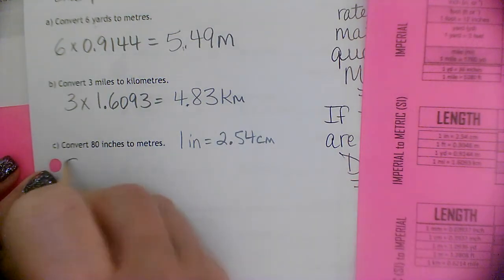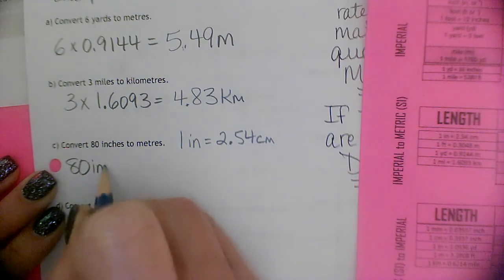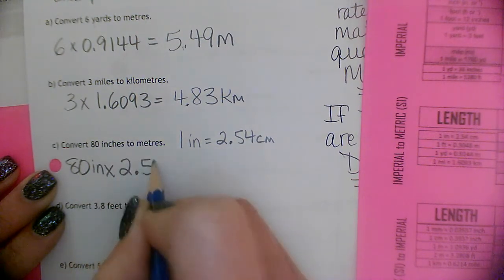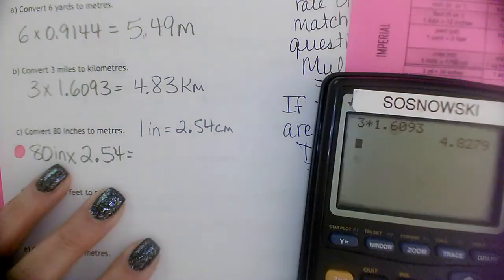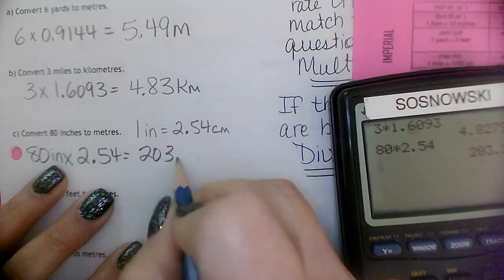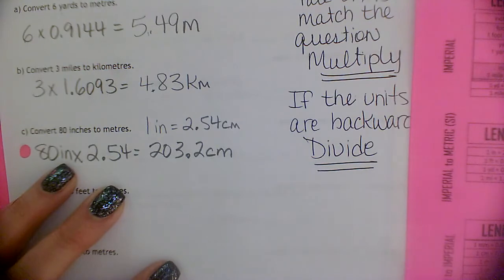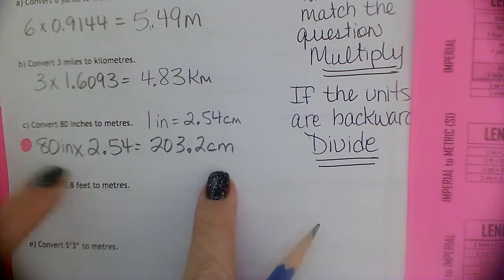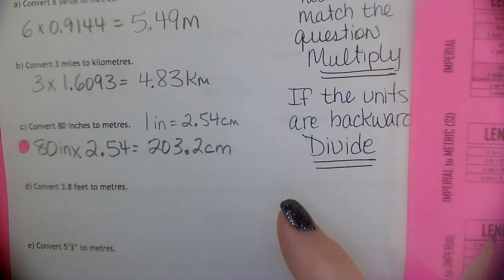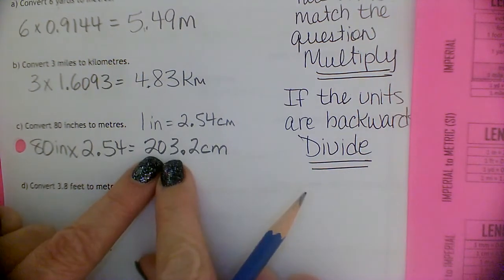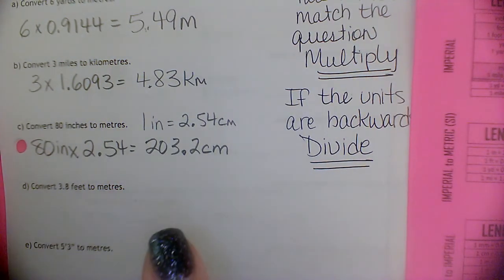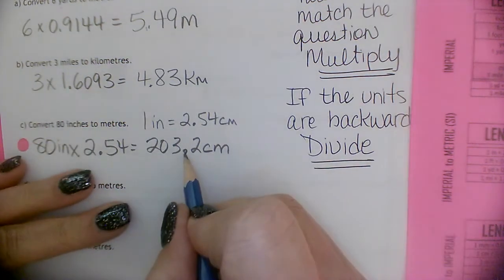All right, so I'm going to take my 80 inches and times it by 2.54. 80 times 2.54 gets me 203.2, but I'm in centimeters. Make sure you put your units on. Keep a running total. I never write an answer that doesn't have a unit. You will never see me write 203.2 and not put a unit on it, because that tells me where I am.